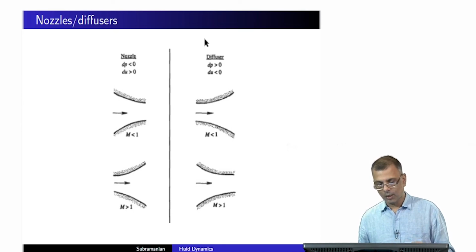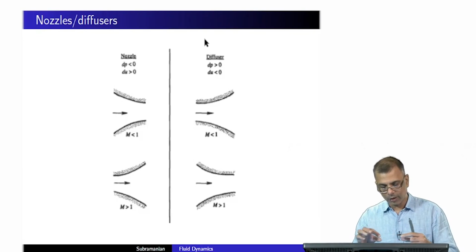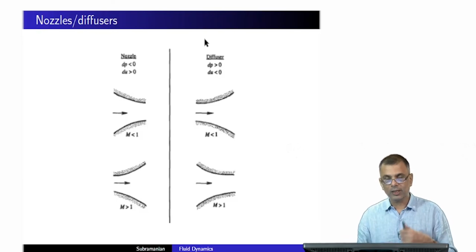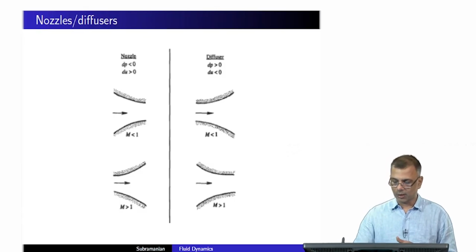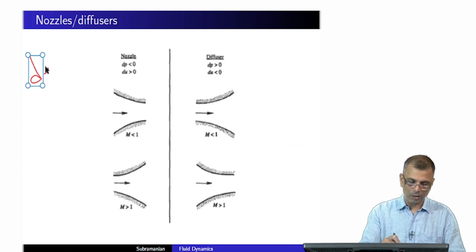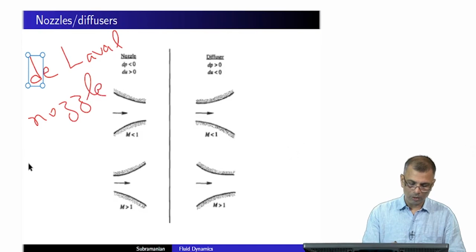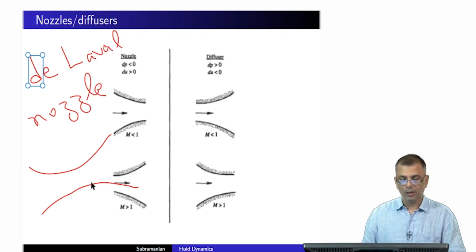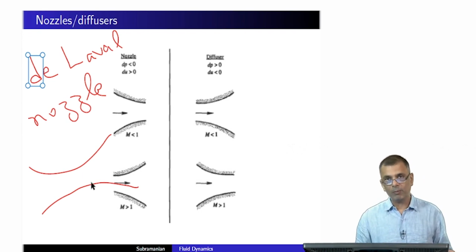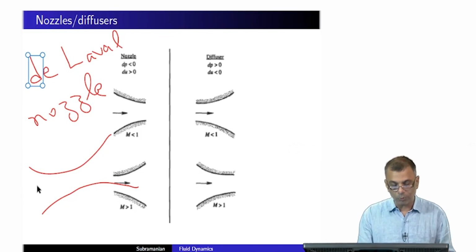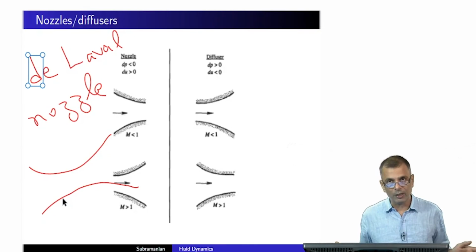You can marry these two kinds of converging and diverging channels together to get some very interesting behaviors. The concept of the de Laval nozzle is just this: a converging channel welded to a diverging channel through a throat. It really matters whether this flow is subsonic on this side or supersonic on this side. The behaviors will be very, very different.